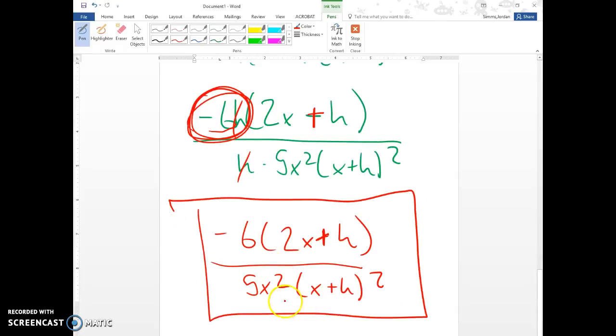Take your time, make sure you enter your answer correctly, hit the fraction button first in MyMathLab, and make sure you don't miss any of your exponents and brackets and all that stuff. But I hope that helps.